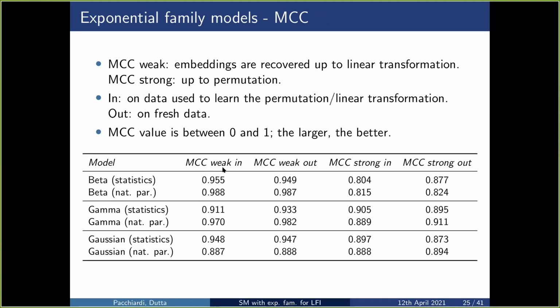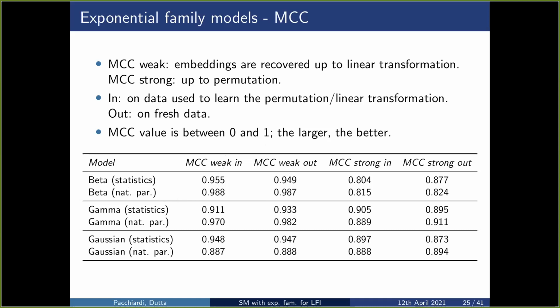So there we will consider all these four setups, and these values are of course between 0 and 1. These are correlations, and the larger they are, the better. We see that in all of these cases, both for summary statistics and natural parameters compared with the true ones, we get almost 0.9 correlation.